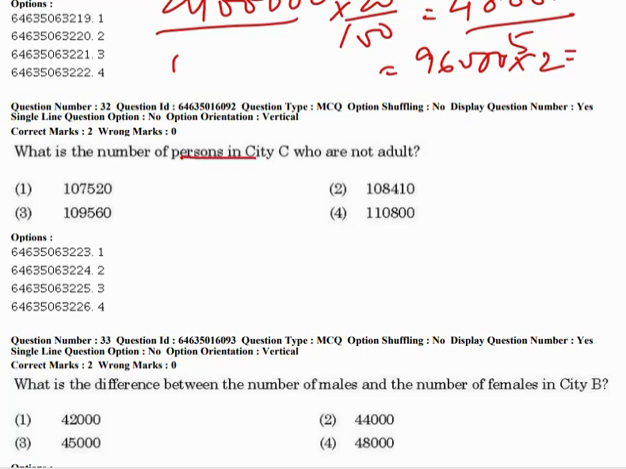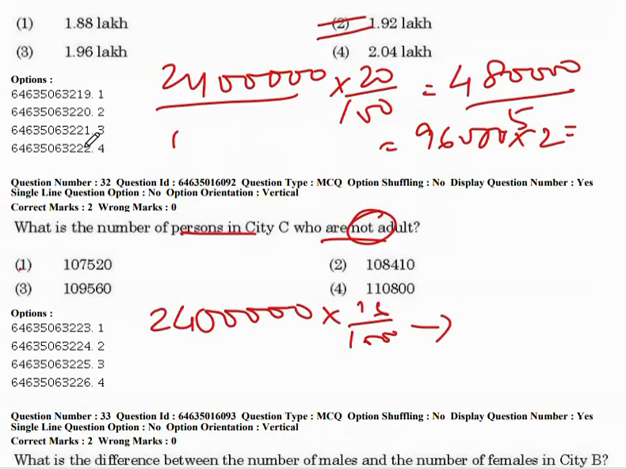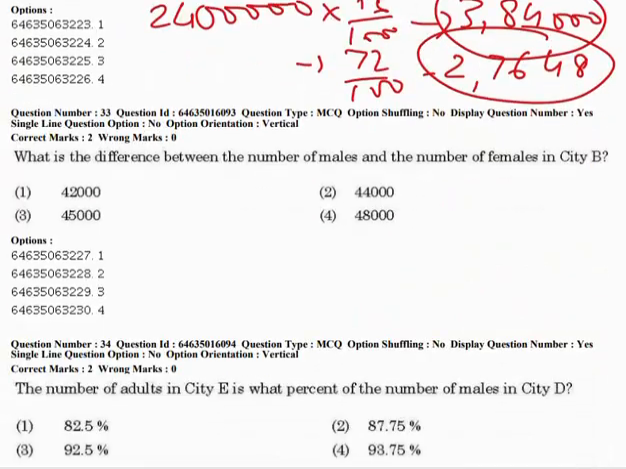नेक्स्ट क्वेश्चन, what is the number of persons in city C who are adult? सिटी C में एडल्ट कितने हैं? सिटी C is 16%. Percentage of adult is 72. What is the number of persons in city C who are not adult? ये हो गया 3,84,000 और इसका 72% एडल्ट है, तो इसका आंसर आ जाएगा 2,76,480. इन दोनों को सब्ट्रैक्ट कर देंगे, 1,07,520. ऑप्शन नंबर 1.